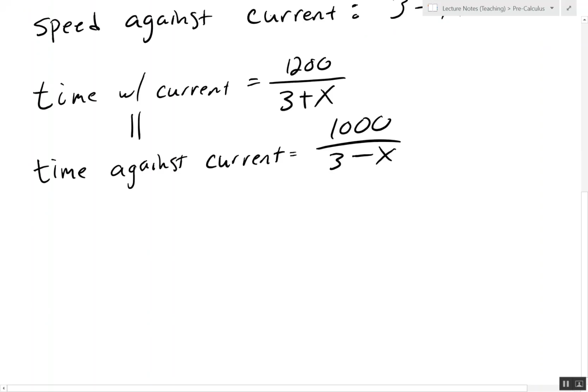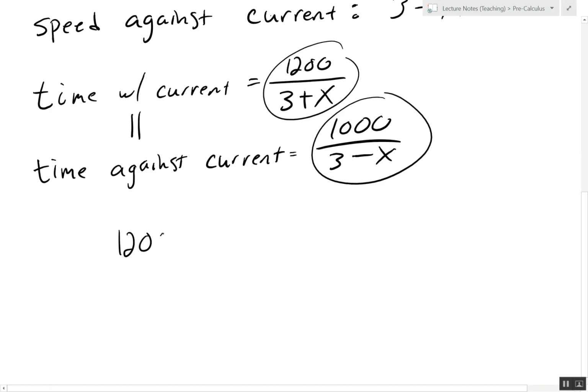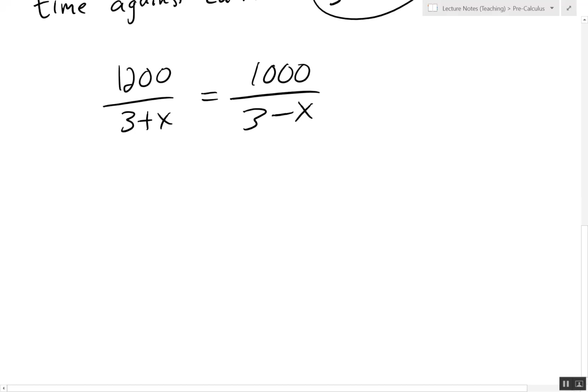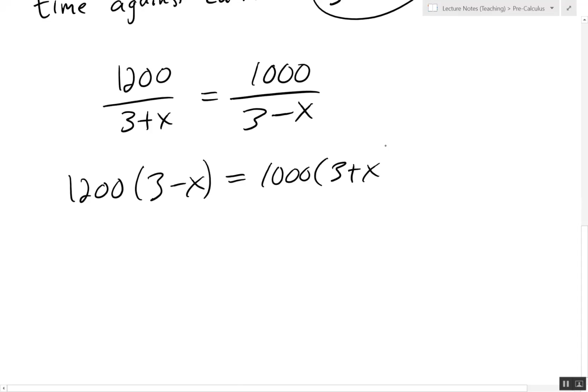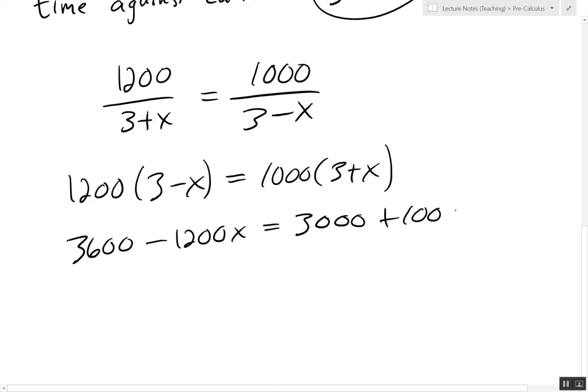So we can set these two equations equal to each other. So we get that 1,200 over 3 plus x equals 1,000 over 3 minus x. And now we can solve for x by cross multiplying. So we'll get 1,200 times 3 minus x equals 1,000 times 3 plus x. And multiplying through, we'll get 3,600 minus 1,200x equals 3,000 plus 1,000x.